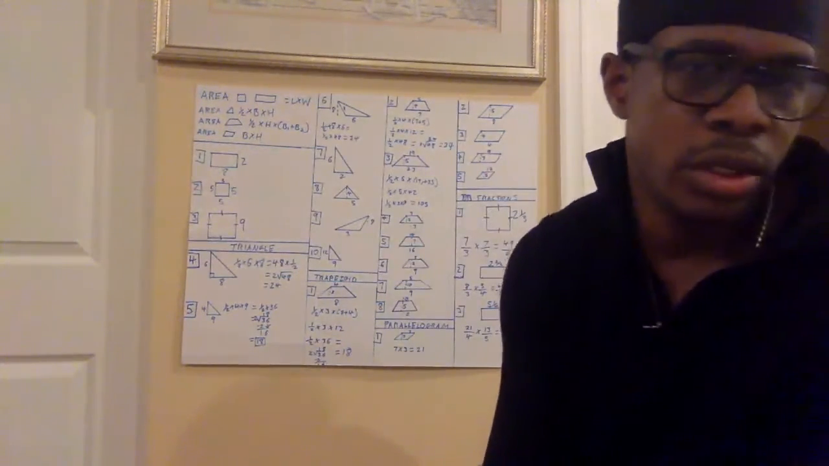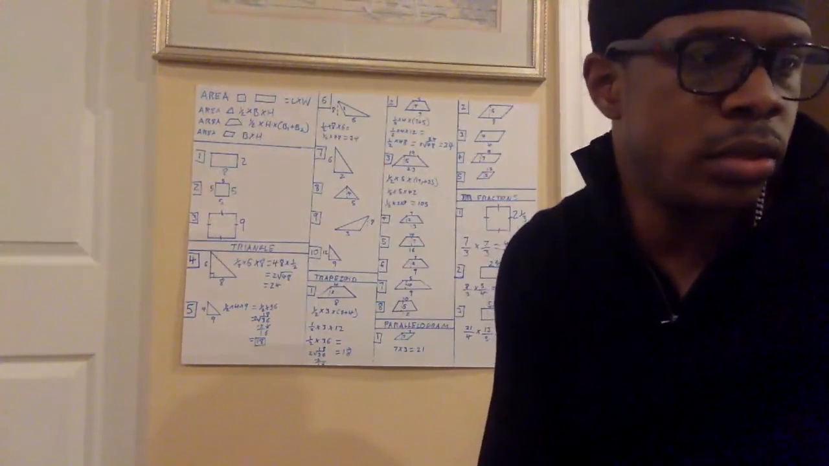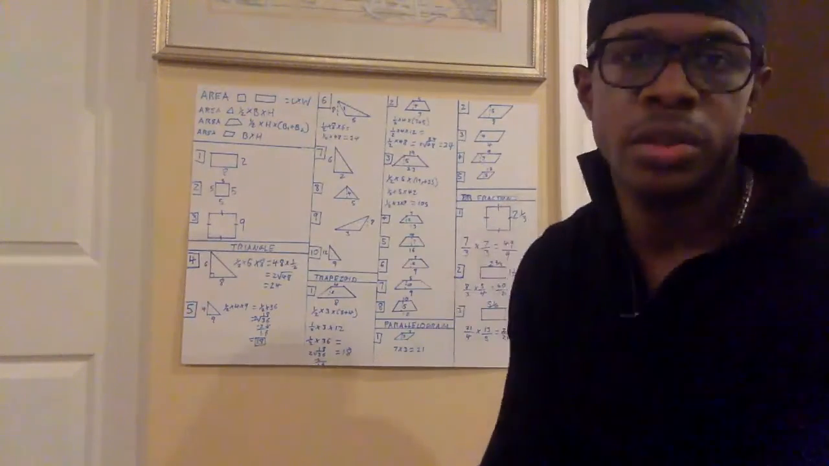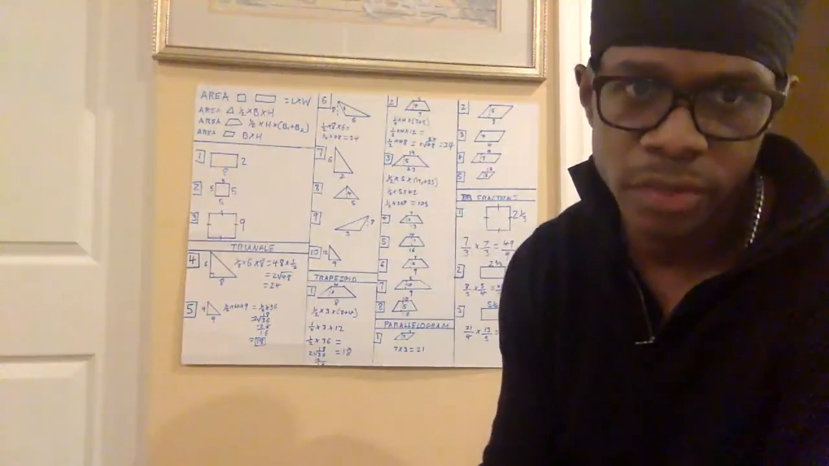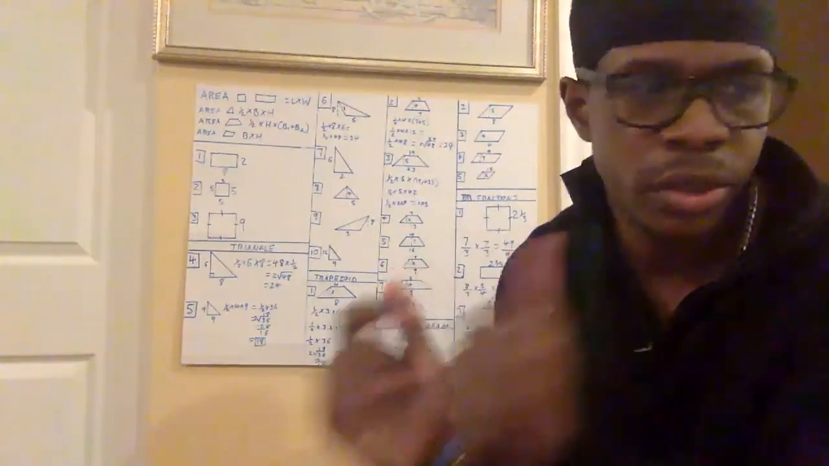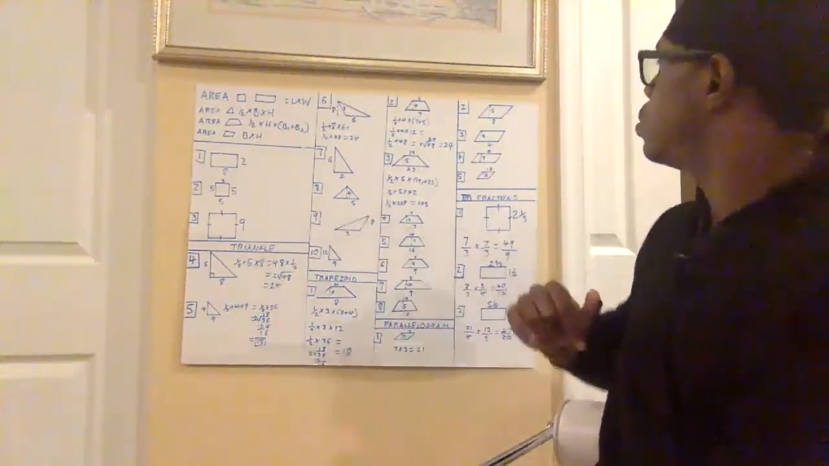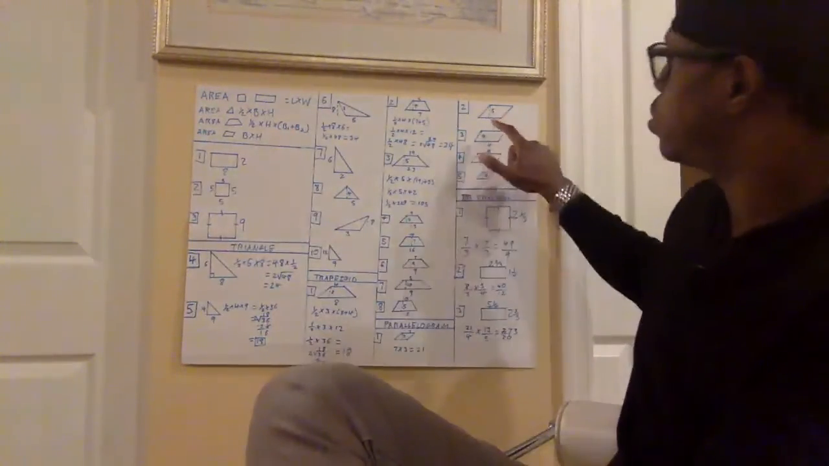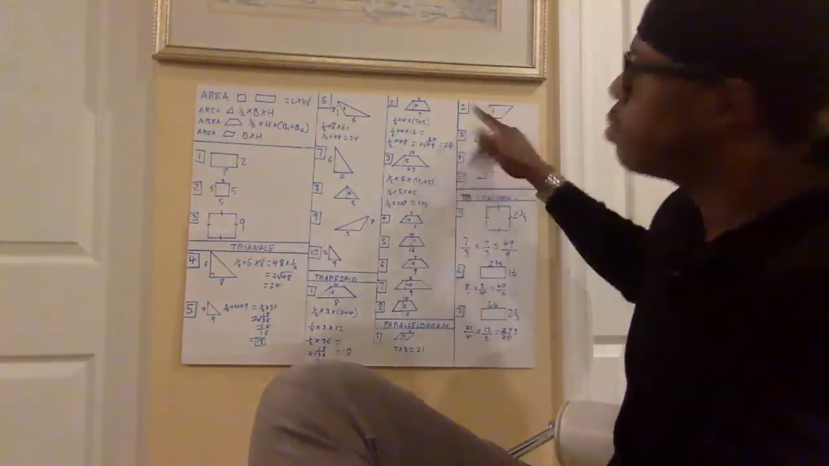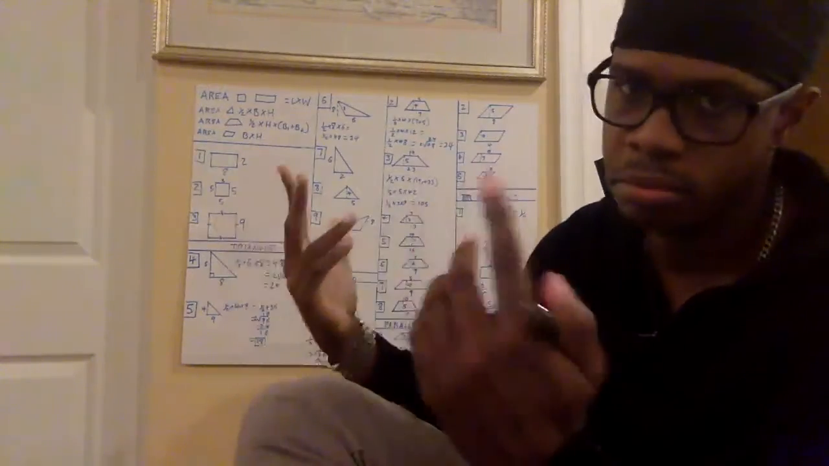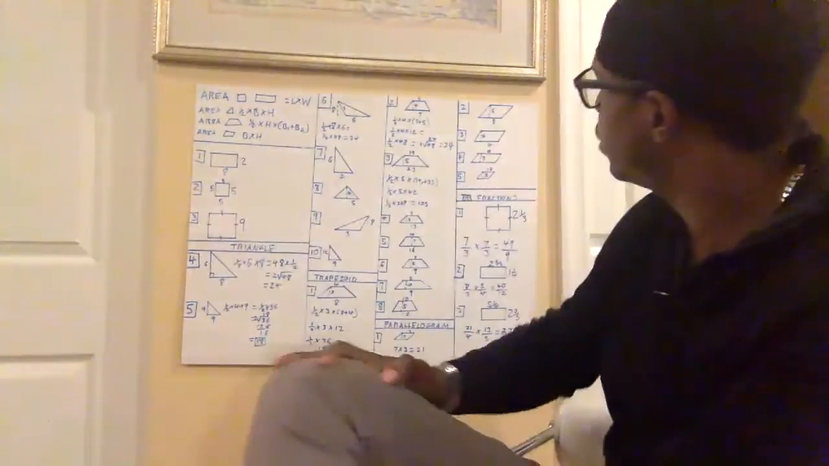So I want you guys to write these down, try to do the work. Please pause the video, and all right, we're back. So number 2, again, just base times height. 8 times 5 is 40. The area of this parallelogram is 40.